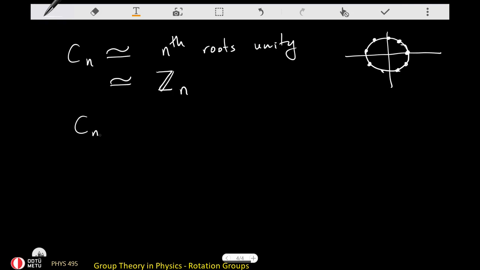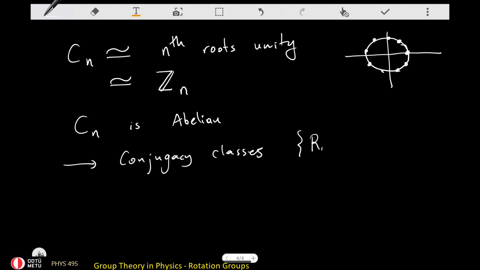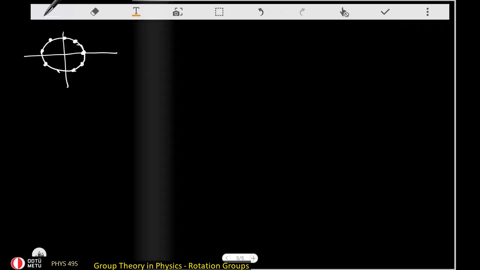So let's just remember that Cn is commutative, is abelian, which means we know what the conjugacy classes are. Conjugacy classes are basically the elements of the form r theta to the power k. So each element would form a conjugacy class. So as a result, at least for that group, that description is simple. So since it's abelian, things are very simple.